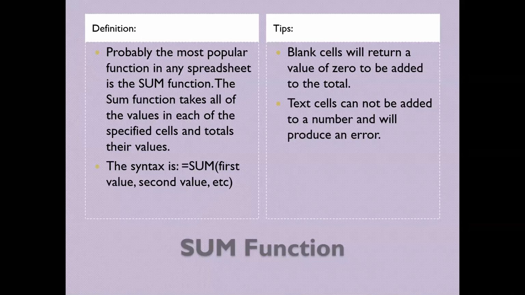Okay. So, we have some tips here. Blank cells will return a value of 0 to be added to the total. Text cannot be added to a number and will produce an error. So, you already know that. In computing, the contents of the cell address must be numbers. It cannot be letters because it will produce an error or it will produce a 0.